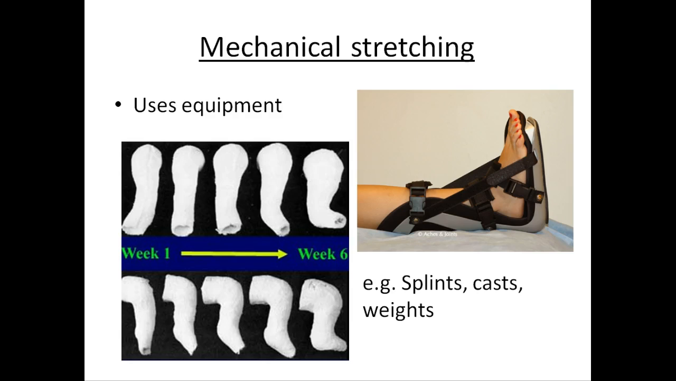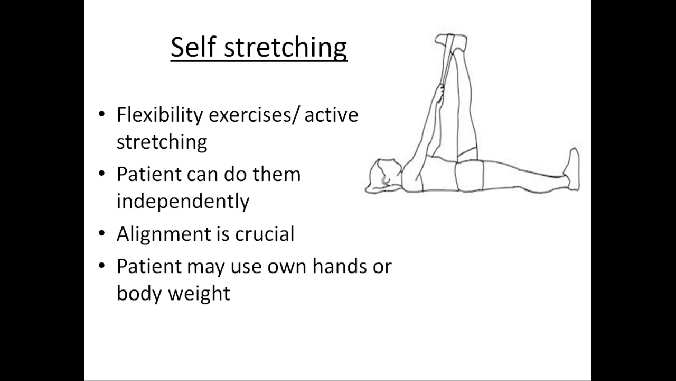So we've got mechanical stretching. Here you can see in babies born with club feet, talipes as well, what happens is a series of splinting, because the bones are malleable and you can change that club foot into a functional foot position. Here we've got splinting and casting, and these are all mechanical types of stretching.